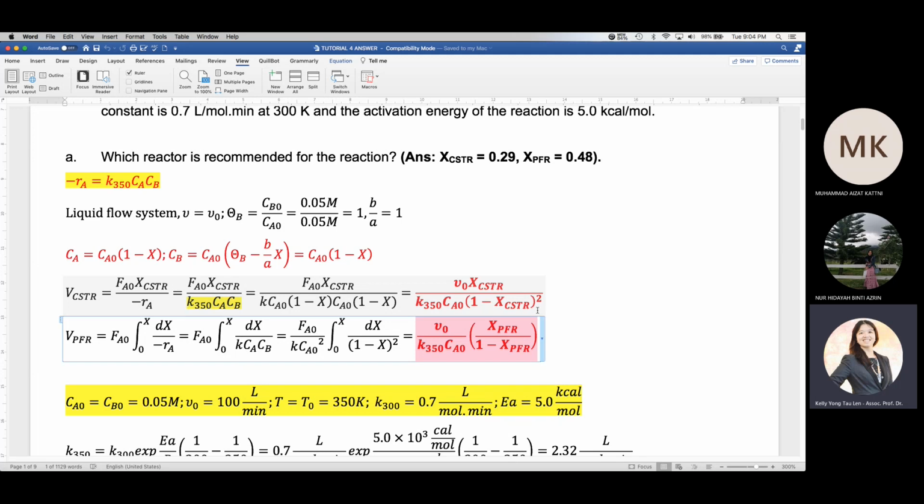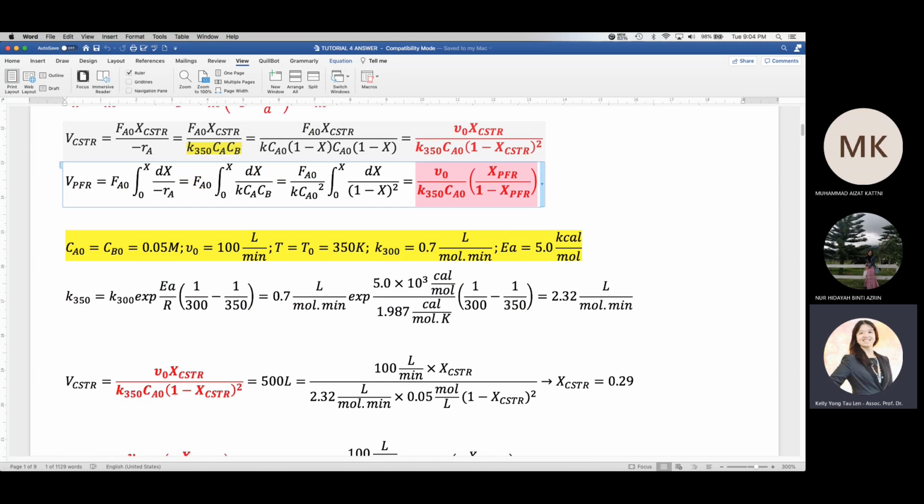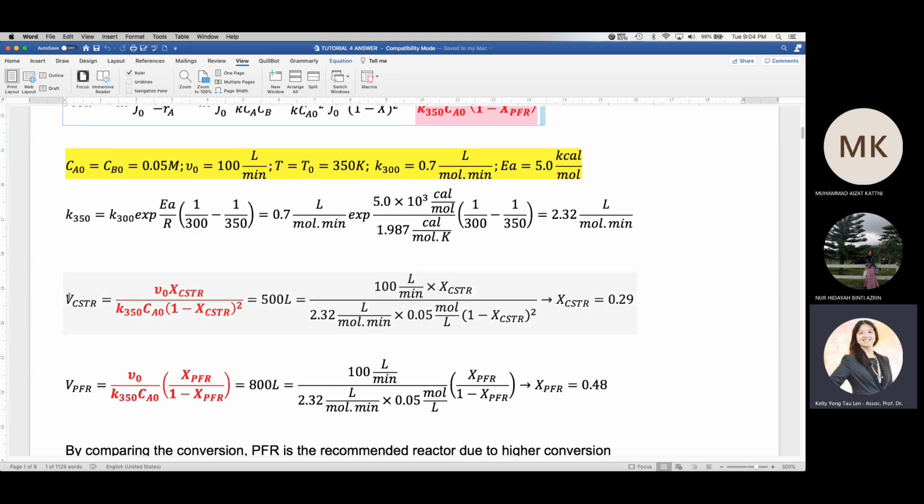Okay, so kita kena fikir balik, kita kena ingat balik apa yang kita nak cari. Kita nak cari X, right? So kita kena cari X CSTR, X PFR. Okay, so let us first katakan we start with CSTR punya equation. Kita nak cari X conversion dalam CSTR.